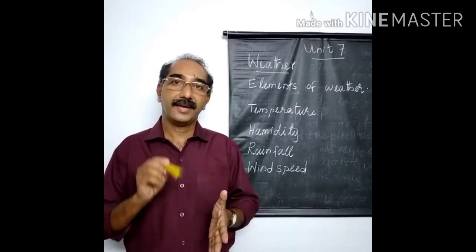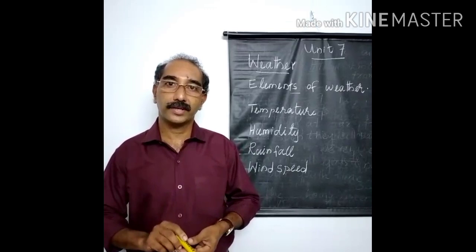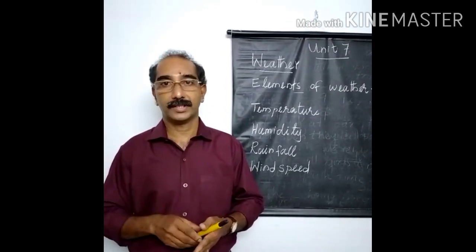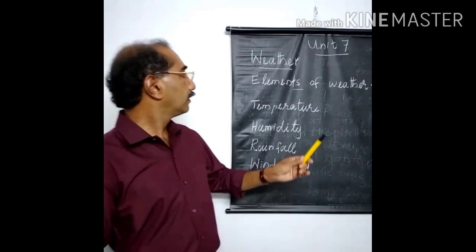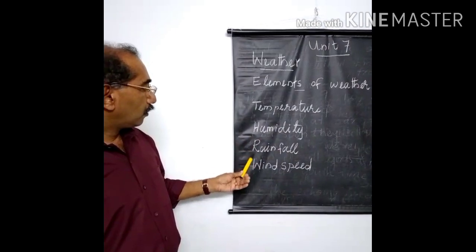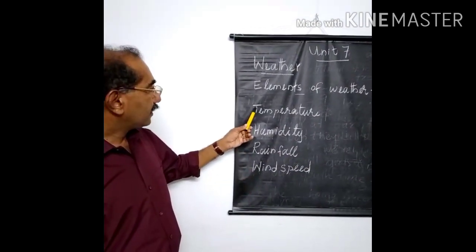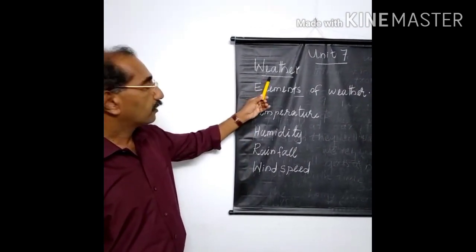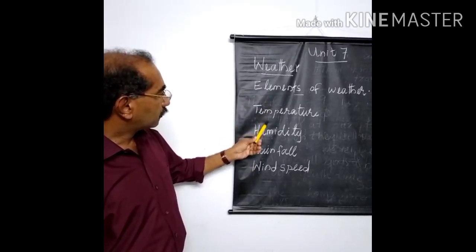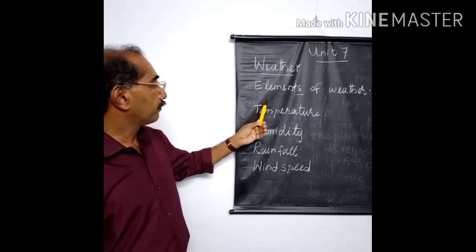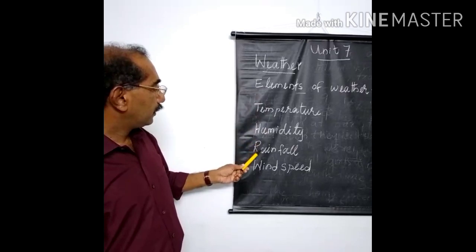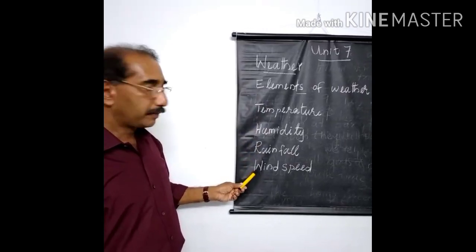It is a day-to-day condition of the atmosphere, and there are some factors that determine the weather. These factors are temperature, humidity, rainfall and wind speed. Relating to these, the weather may change. Therefore, these four factors are called the elements of weather. So the elements of weather are temperature, humidity, rainfall and wind speed.